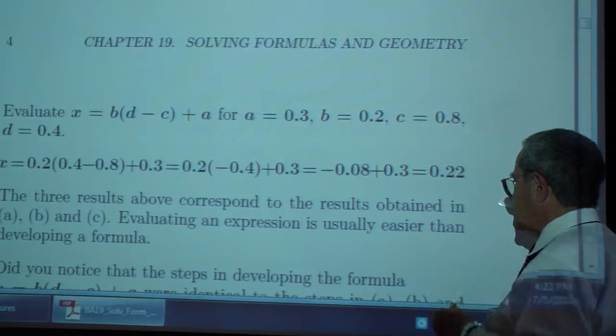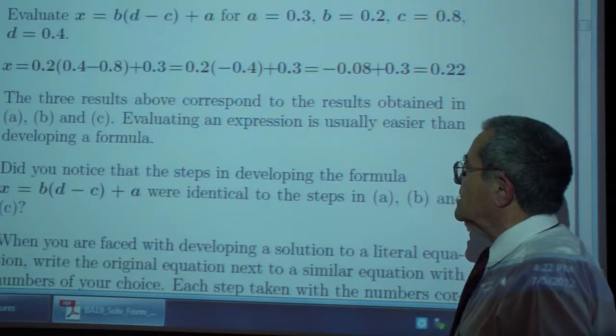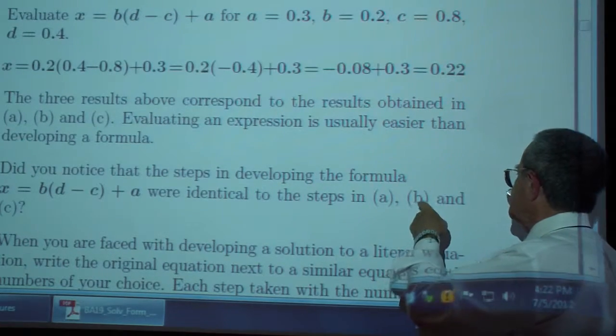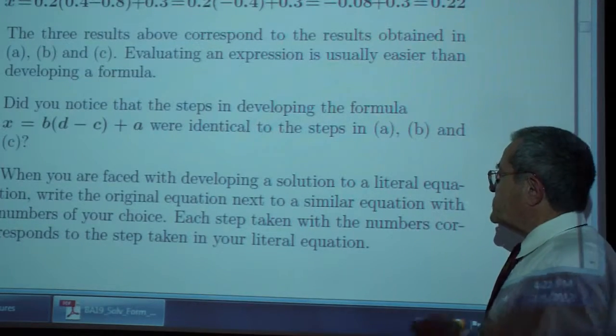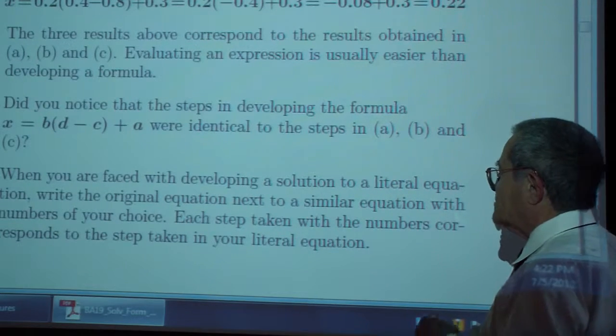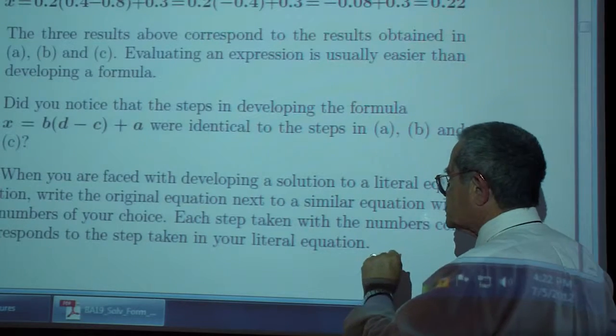Evaluating an expression is usually easier than developing a formula. Did you notice that the steps in developing the formulas were identical to the steps in A, B, and C earlier? So when you are faced with developing a solution to a literal equation, write the original equation next to a similar equation with numbers of your choice.